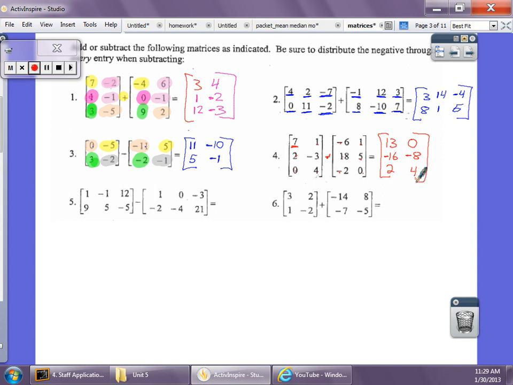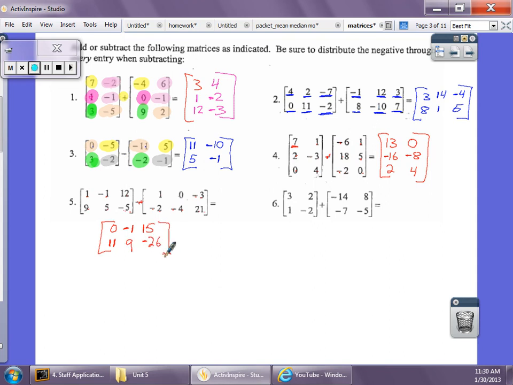And then when we get down to number 5, we can subtract again. So 1 minus 1 is 0. Negative 1 minus 0, negative 1. 12 minus a negative 3, well, negative negative is plus. 12 plus 3, 15. 9 minus negative 2, 9 plus 2 is 11. 5 minus negative 4, negative negative is a positive. 5 plus 4 is 9. Negative 5 minus 21, negative 26.